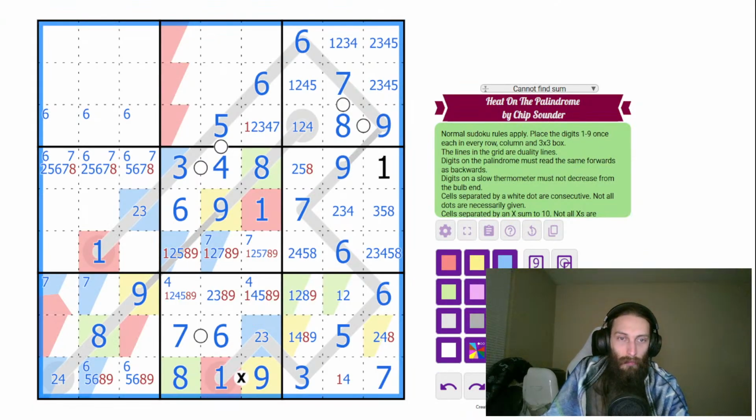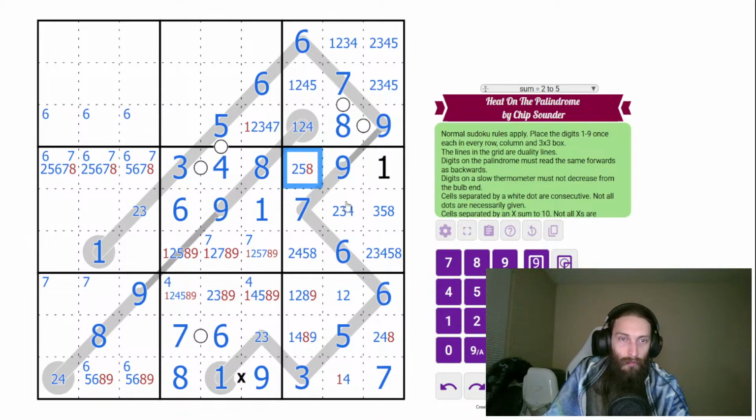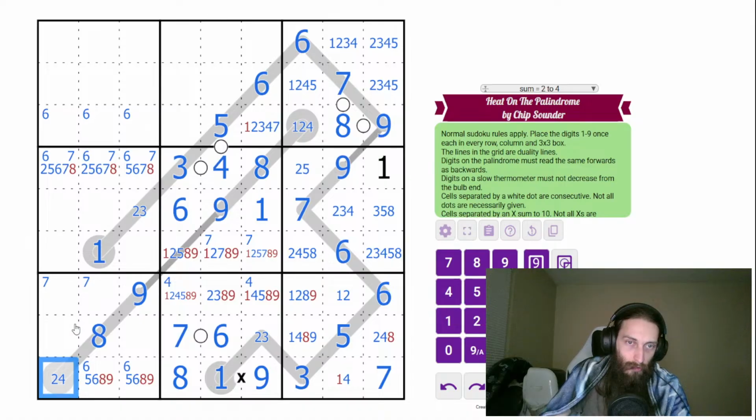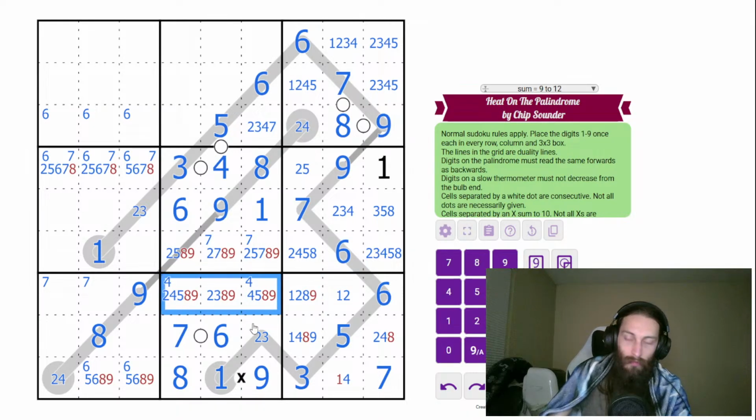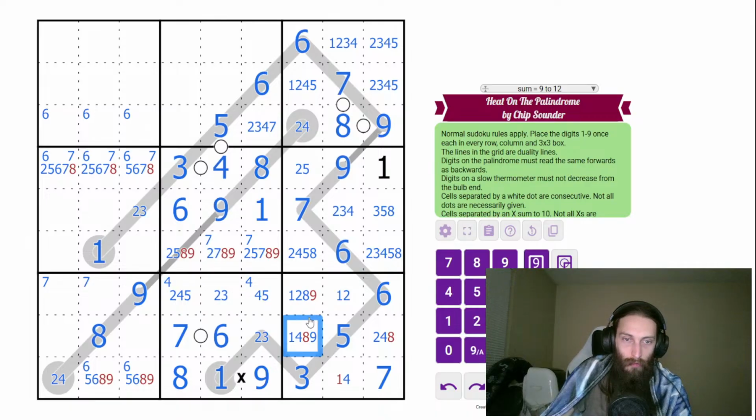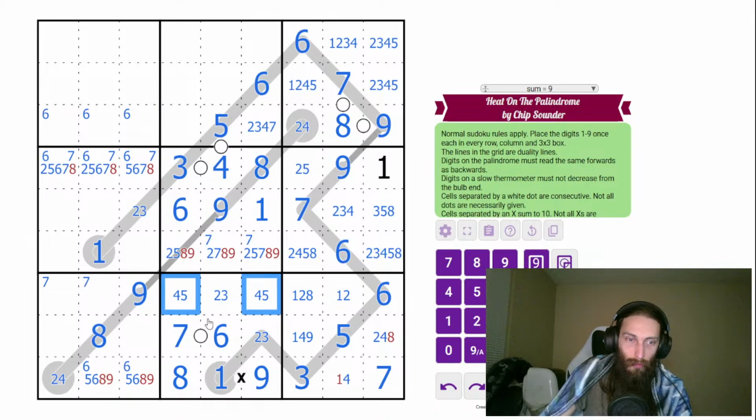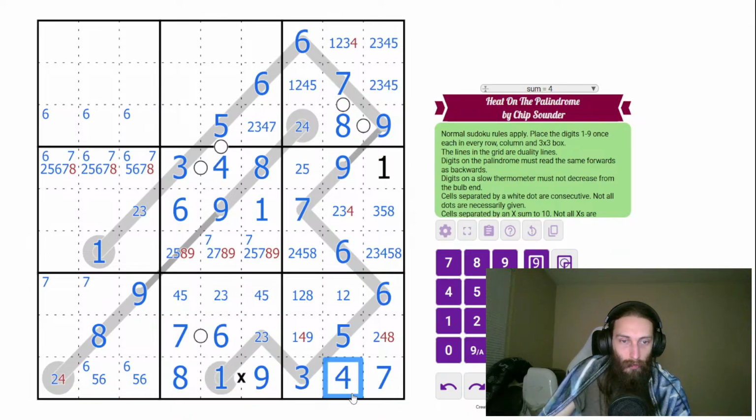That is not what I meant to click. 8. Chip Sounder asks, can row 9, column 1 be a 4? I'll figure that out in a second. 9, 8, 9, the 2, 3 pairs, gonna take out 2. 8, 9. Well, it can't be because I just got a 1, so that's going to be a 4 and a 2.